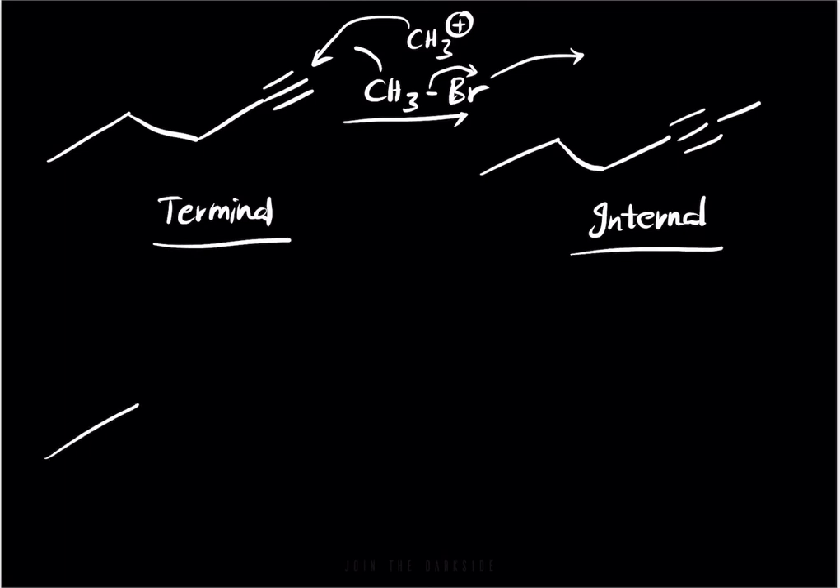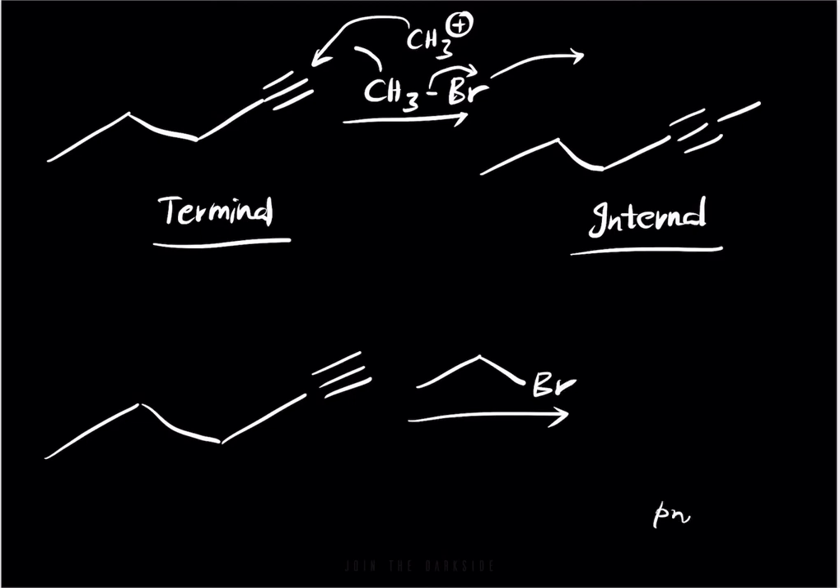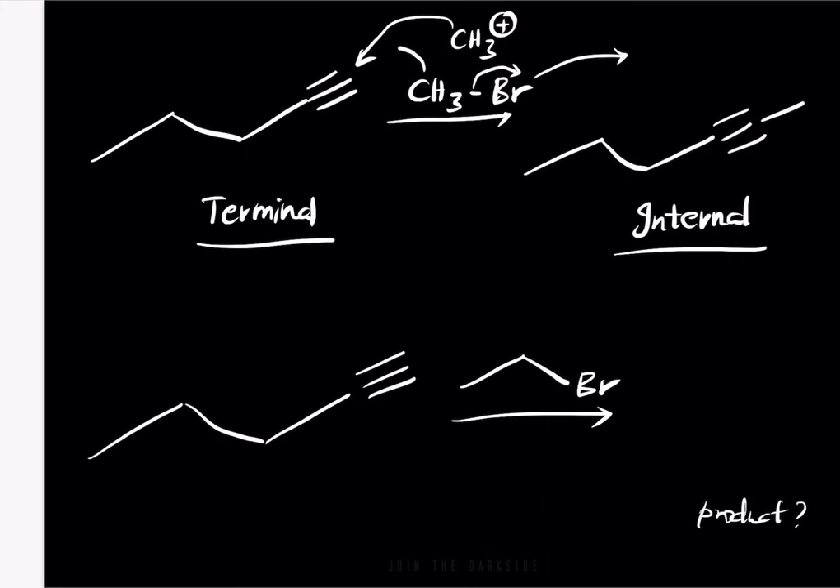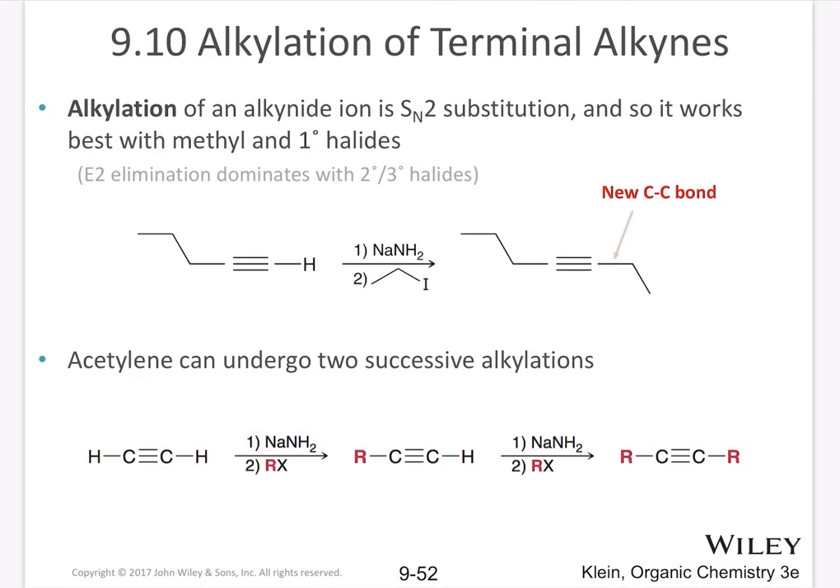Take a second and write down the structure of the product. Find the product of this reaction. Alkylation is not a good reaction with SN2 for secondary and tertiary halides. It only works with methyl and primary halides, because E2 dominates with secondary and tertiary halides.